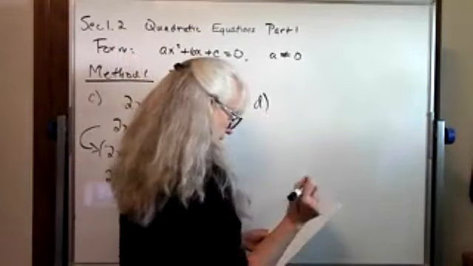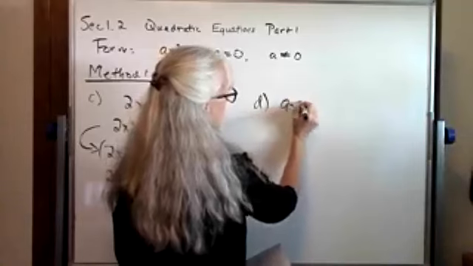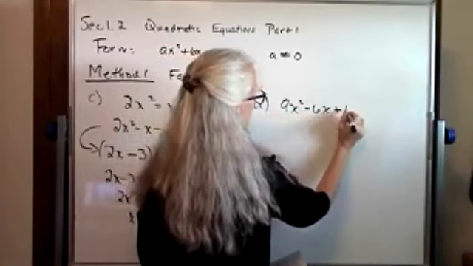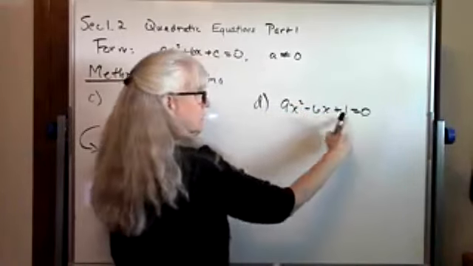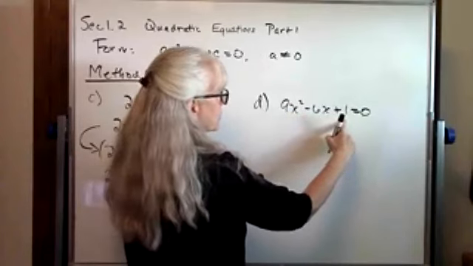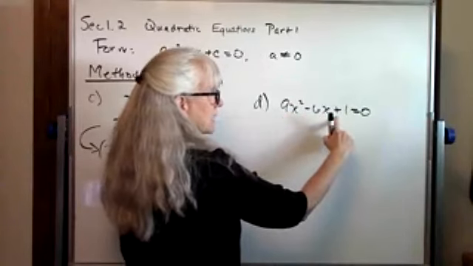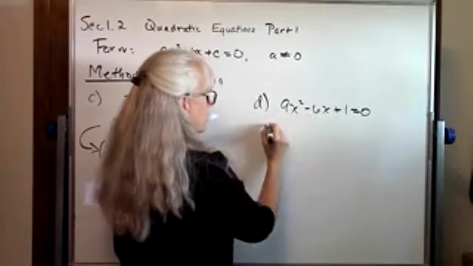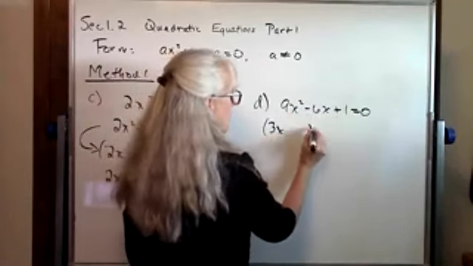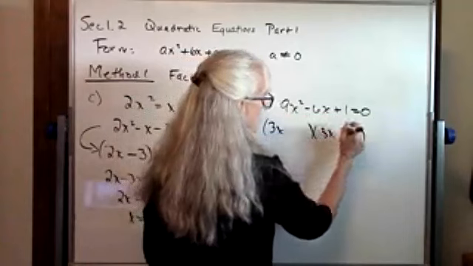Part D says 9x squared minus 6x plus 1 is equal to 0. So I take 9 times 1, which is 9. Factors of 9 that are going to add this time, because there's a plus there, to 6 are 3 and 3. So I'm going to break this into a 3x and a 3x. Factors of 1 are 1 and 1.